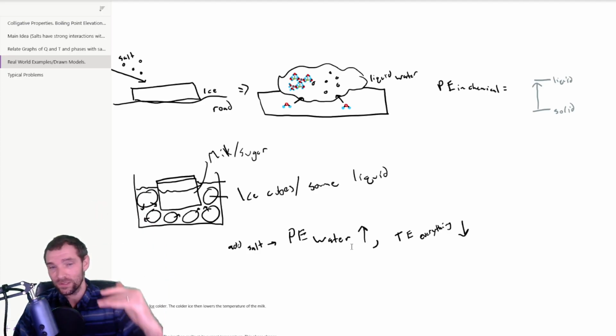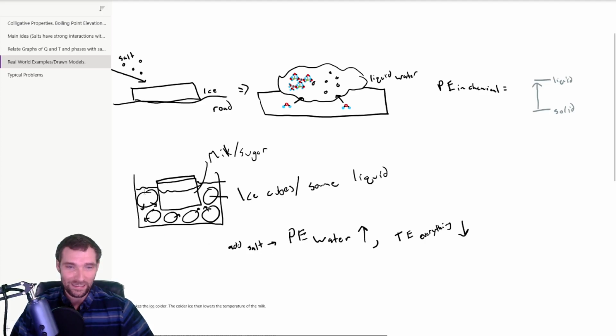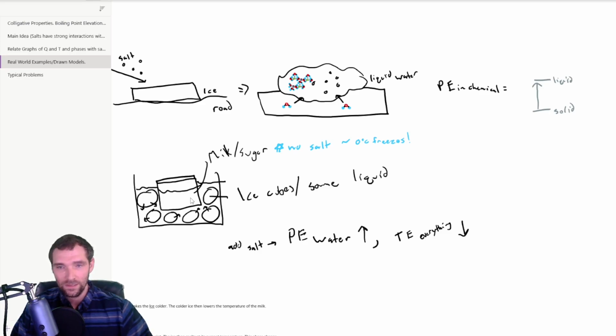So it needs to get colder. So the whole thing gets colder. The liquid gets colder, and because it's in contact with the milk and the sugar in here, that will get colder as well. This does not have any salt. So this has a pretty normal freezing point of 0 degrees Celsius. So what you can do is start with ice that's at 0 degrees Celsius, and then put salt on it. It will turn into a liquid but get colder in doing so.